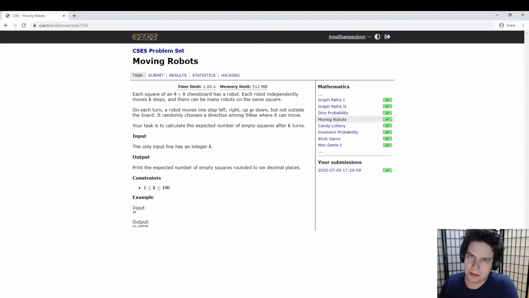If you're at the corner, you can't move out of the board, right? So if you're at the corner, you only have 2 options. If you're on the edge, you only have 3 options. And if you're normally in the center, you have all 4 options. But among the options, it chooses randomly.